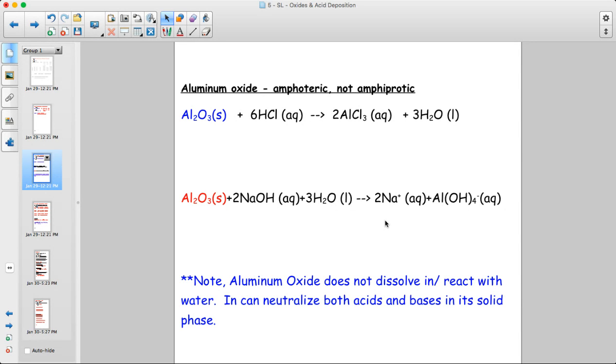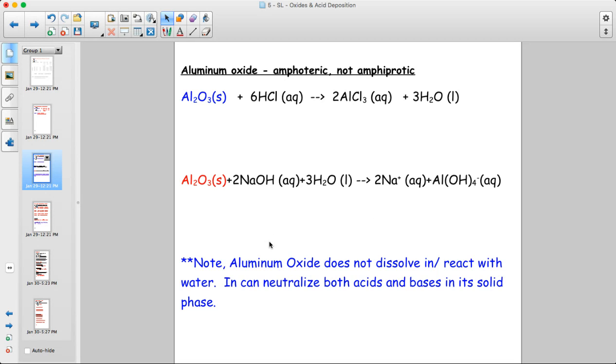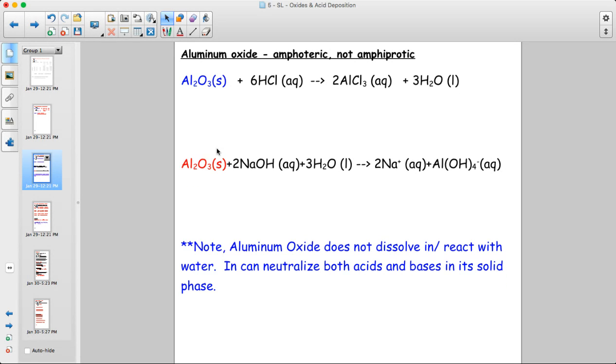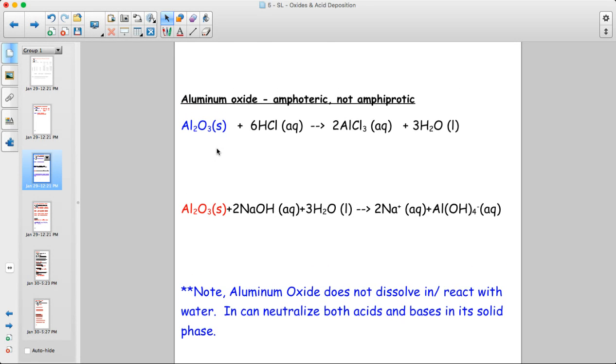These reactions are fairly complex, and so the details of them you don't need to know. But it's important to recognize that aluminum oxide is not something that you can dissolve in water and turn into a solution. As a solid, it can actually neutralize both acids and bases. Aluminum oxide is an extremely hard compound that's actually often found on sandpaper, the hard stuff on sandpaper. So it definitely does not dissolve in water, but it is amphoteric. It can neutralize both acids and bases.